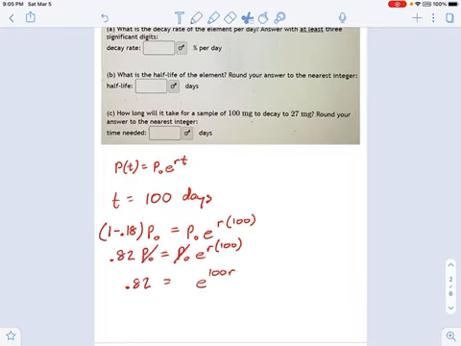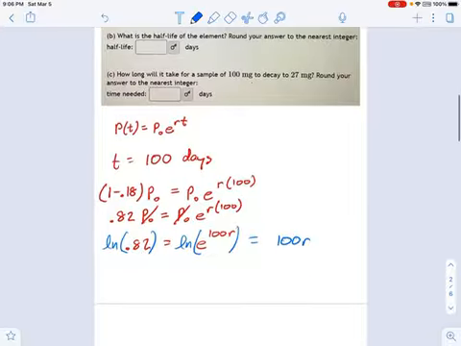Okay, so I'm going to move that guy over, make some room for a log. And there we go, natural log. And this thing is going to turn very nice on the right side. It's going to be just 100R. The natural log and the e cancel each other out. So if I want the rate, it's just going to be 1 over 100 times the ln of 0.82. And that'll be my rate, my decay rate per day.